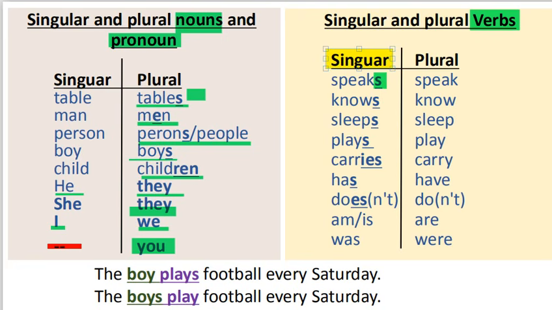So when you have the verb speaks, that is singular. The plural is speak. Before we continue, I want you to note that singular and plural verbs only exist in the present tense. In the past tense, there is no singular or plural under the verb. So singular and plural verbs exist only in the present tense. So the verb speaks is singular. The plural is speak. Knows with S is singular, while the plural is know. The verb sleeps is singular, while the one without S, sleep, is plural.